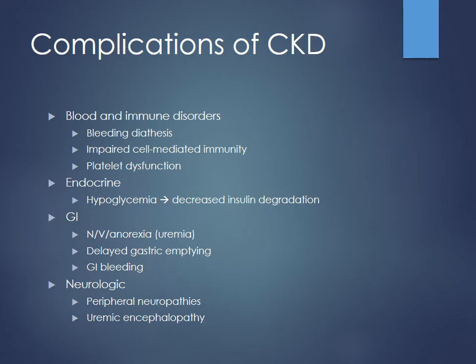As far as endocrine goes, they're more likely to see hypoglycemia because, as we remember from the endocrine section, insulin gets partially eliminated through the kidneys. If it's not getting eliminated there, it sticks around for longer, has a longer half-life, and you're more likely to see hypoglycemia from that standpoint. Okay. GI effects, you can see things like delayed gastric emptying, GI bleeds, again really back to that bleeding, coagulation dysfunction, and you see a lot of nausea, vomiting, anorexia, mostly related back to that uremia.